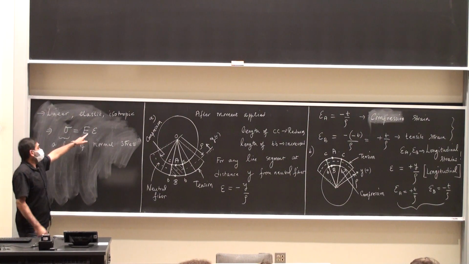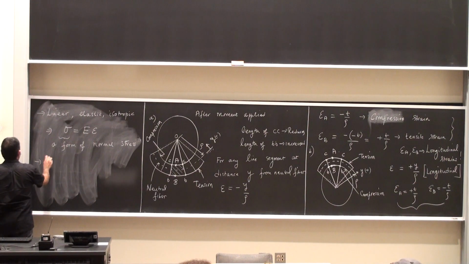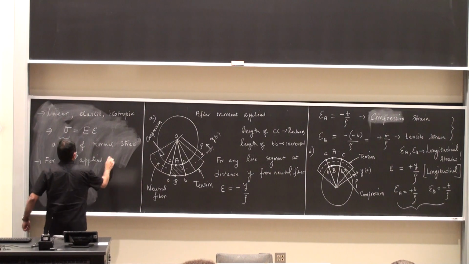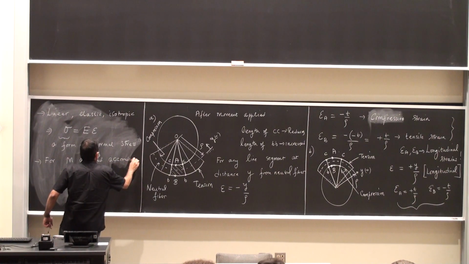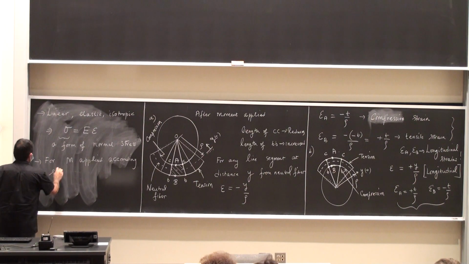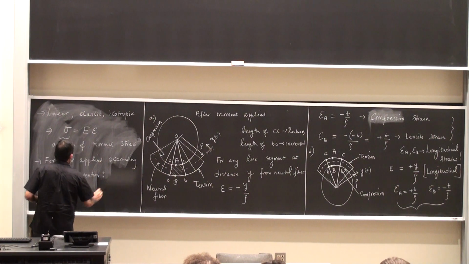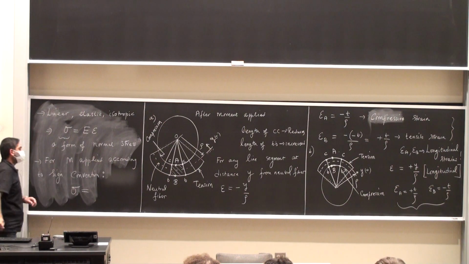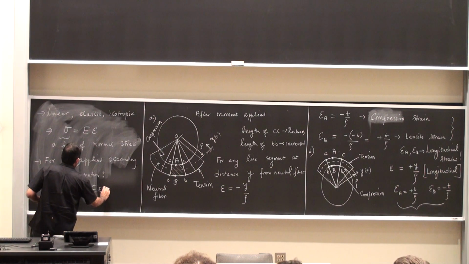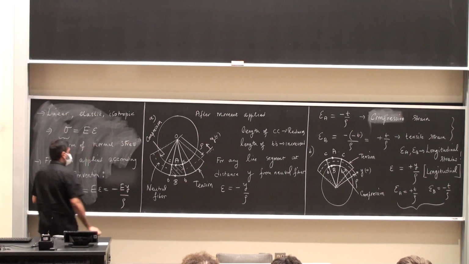Instead of epsilon, I'm going to substitute minus y by rho. So for M applied, according to sign convention, sigma is E times epsilon, which is minus E times y divided by rho.